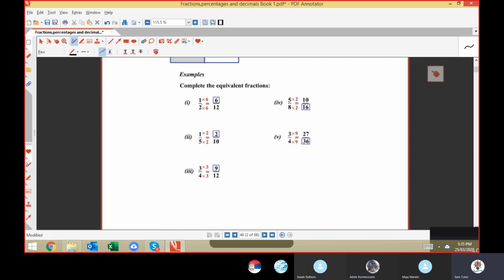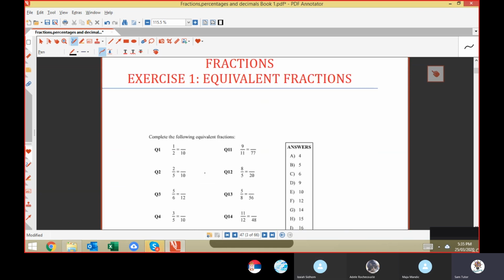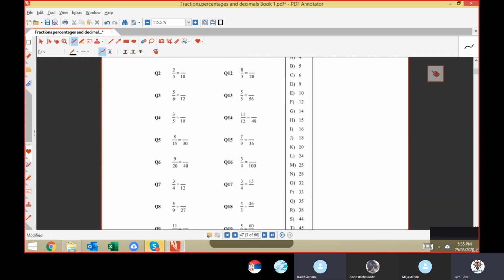So if I've got a 5 and I need to get into a 10, multiply it by 2. And then 8, you've got to multiply by 2 and it gives you 16 as well. All right, easy. So let's have a look at these questions. How do I get a 6 into a 12? I multiply it by 2. And then you do the same thing to the top. 5 times 2 becomes 10, and that becomes an equivalent fraction. So 10 over 12 is the same as 5 over 6.